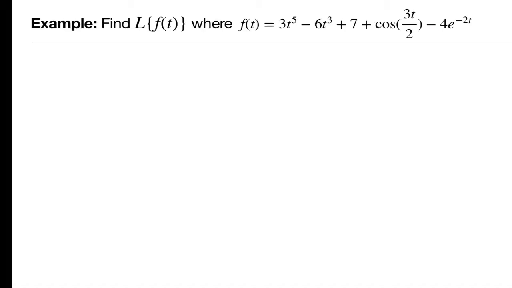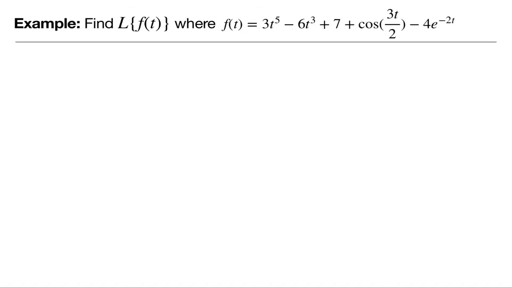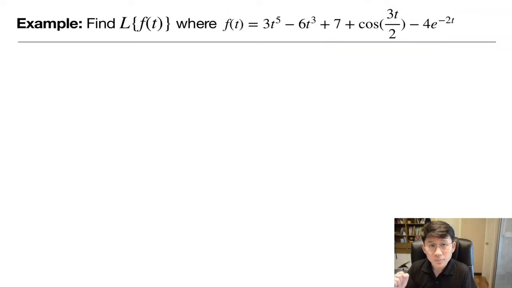Okay guys, let's practice using these formulas. So find the Laplace transform of f(t), which is 3t to the 5 minus 6t cubed plus 7 plus cos 3t divided by 2 minus 4e to the minus 2t. Okay, let's find the Laplace transform of this. Guys, it's not going to be fun.